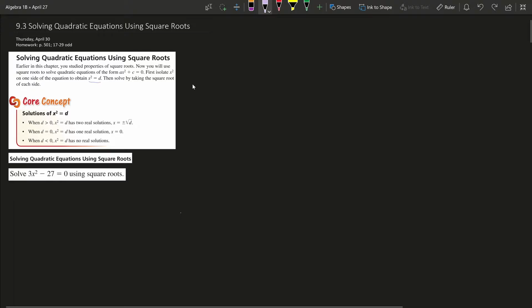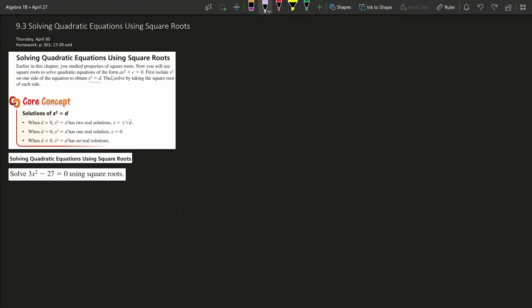Alright, so today we'll be working on 9.3, solving quadratic equations using square roots. Early in this chapter, we learned about the properties of square roots. And now, we're going to use square roots to solve quadratic equations in this form: ax squared plus c is equal to 0.